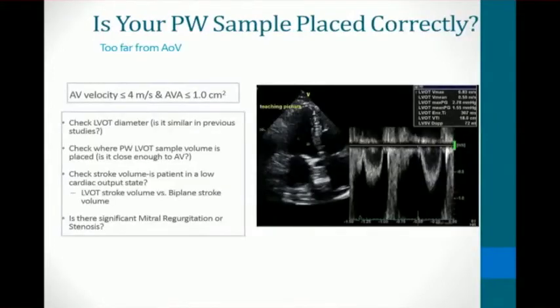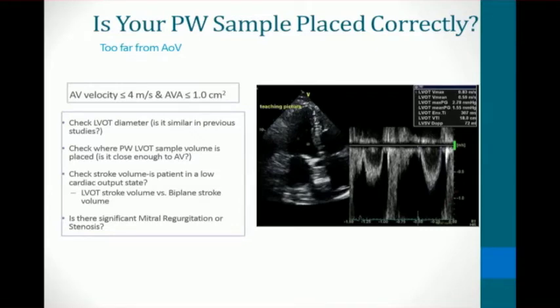On the other hand, what about if your pulse wave sample is too far from the aortic valve? If you have a lower velocity across the aortic valve, but a small aortic valve area, your pulse wave sample may not be close enough to the aortic valve. Still check your LVOT diameter, or again, look at the hemodynamics of the patient.